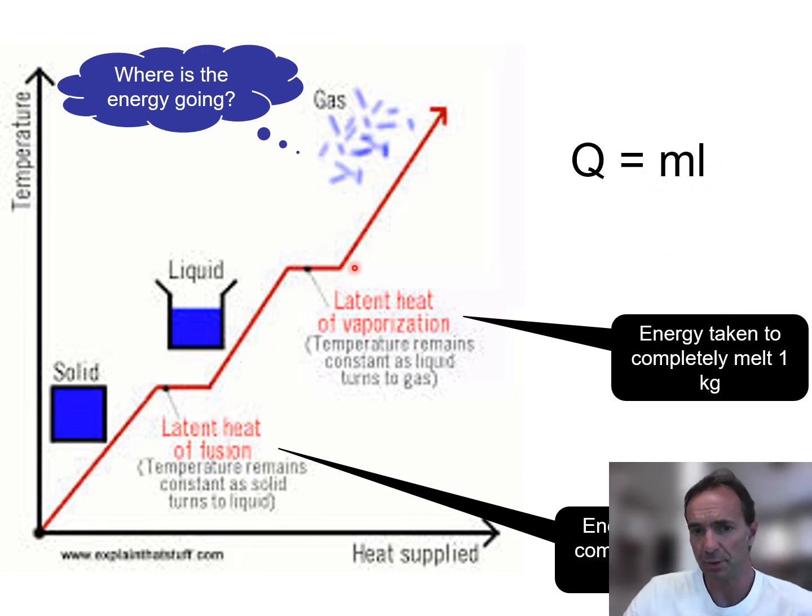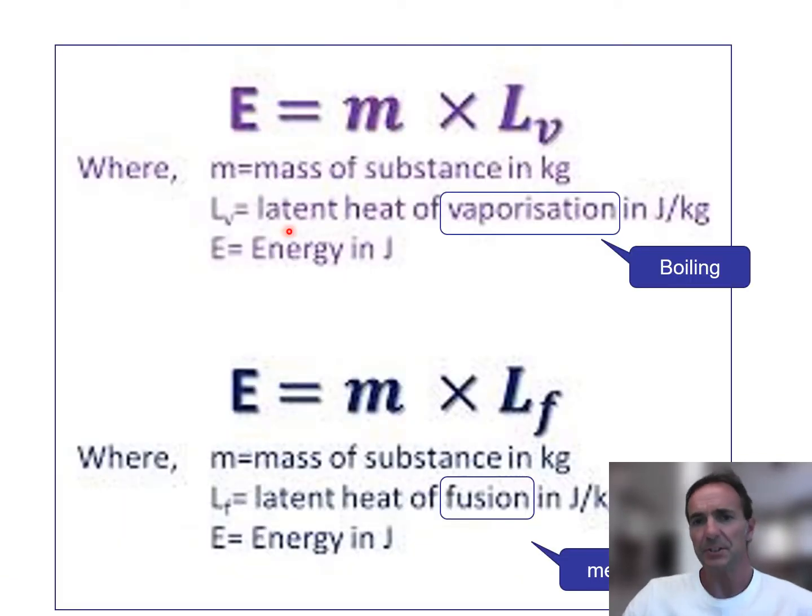So if you're boiling something, it's the specific latent heat of vaporization. And if you're melting something, it's the specific latent heat of fusion. And these are the two equations. Now, each of these equations will be similar on the formula sheet, but they do require two different numbers.